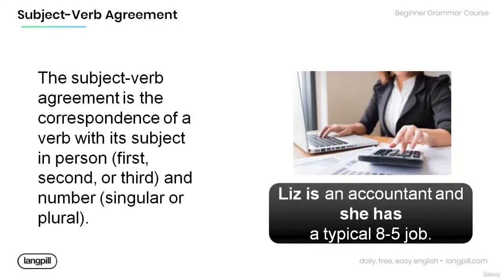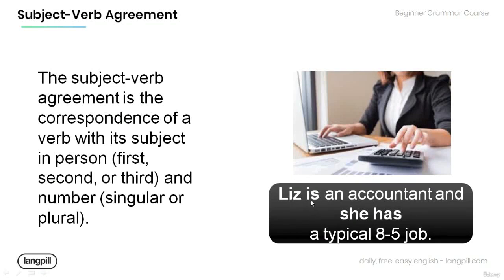Subject-verb agreement is the correspondence of a verb with its subject in person, first, second, or third, and number, singular or plural. Have a look at the example over here. Liz is an accountant and she has a typical 8 to 5 job.